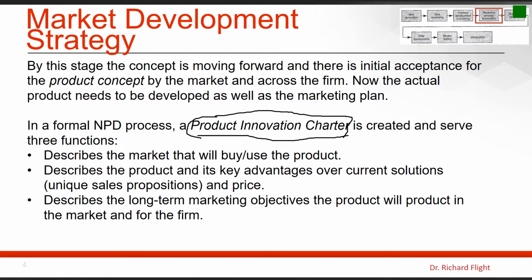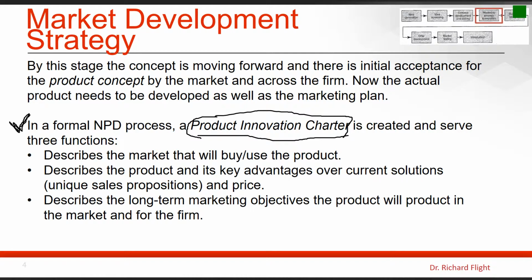Okay, so the market development strategy that's constructed here uses something called a product innovation charter, and that's a term that you'll see in product development work for for-profit organizations specifically, but we can also carry it over into the nonprofit world here as well. And so we want to be very descriptive in making sure we understand who the market's for and who the product's for. You could almost think about this as a positioning statement.